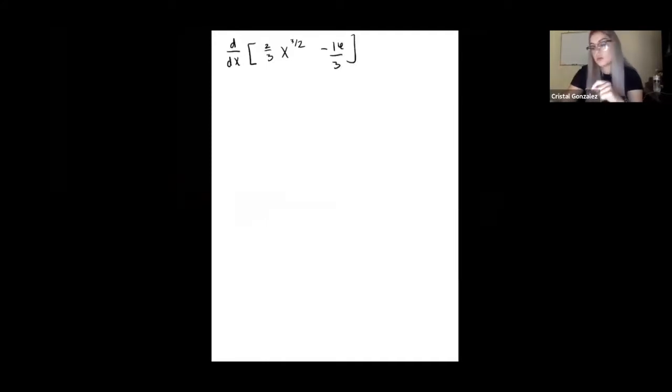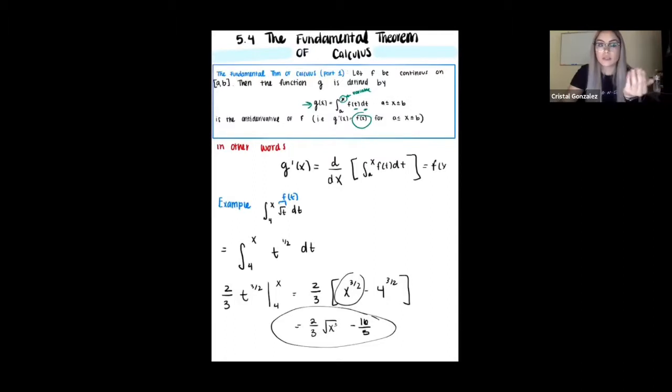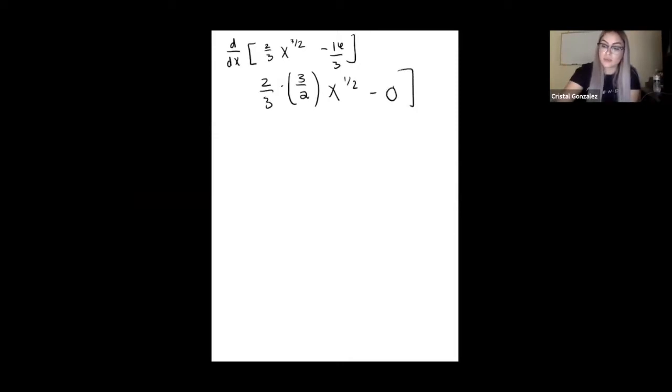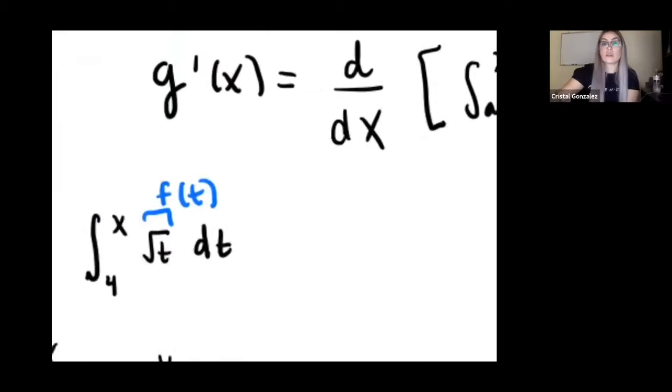All I did here was rewrite it in terms of power so that when we take the derivative, it's a little bit easier. So if we take the derivative of this, we are going to get 2 over 3 times 3 over 2, look at that, times x to the 1/2 power minus 0. And so these are going to cancel, and at the end of the day, we are only left with x to the 1/2, which is the same thing as root x, which is really the same thing as f of x. Since recall that f of t before was the square root of t.